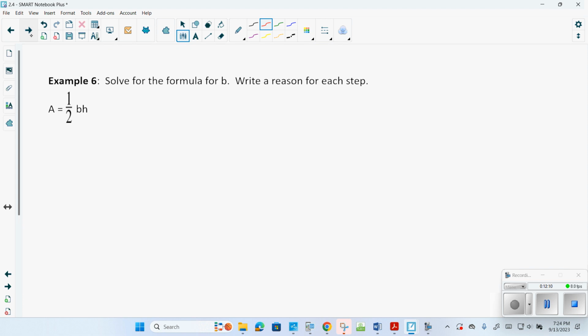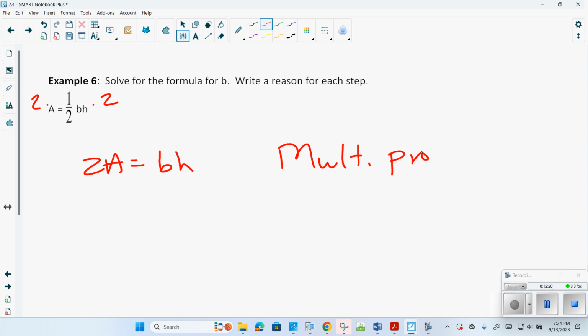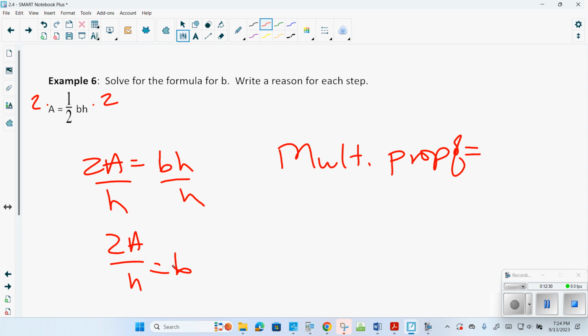Solve this for B. Give a reason for all steps. If I multiply both sides by 2, that gets rid of the fraction, and that's the multiplication property of equality. Then, remember, I'm trying to solve this for B. If I divide both sides by H, that would be the division property of equality.